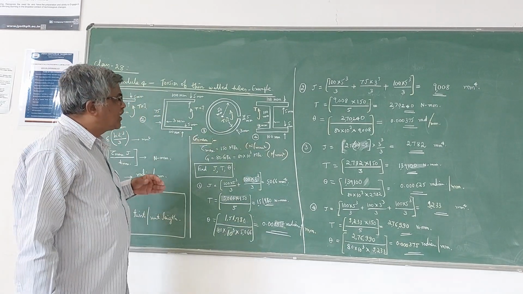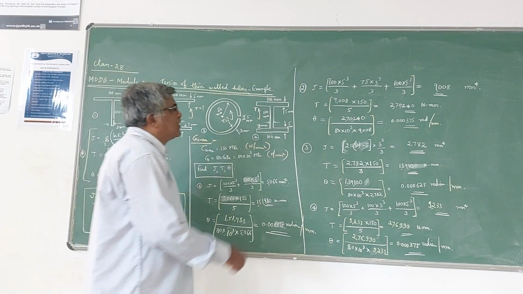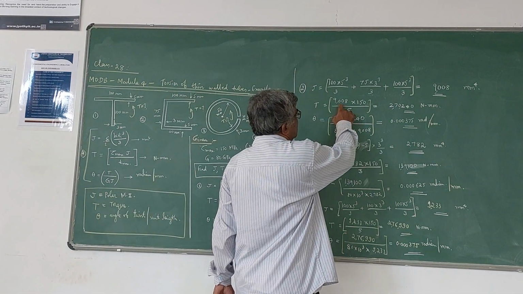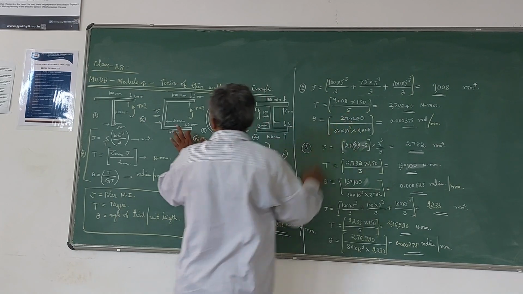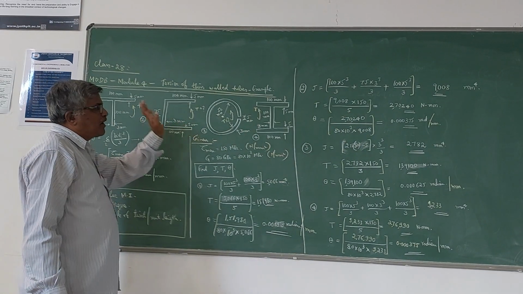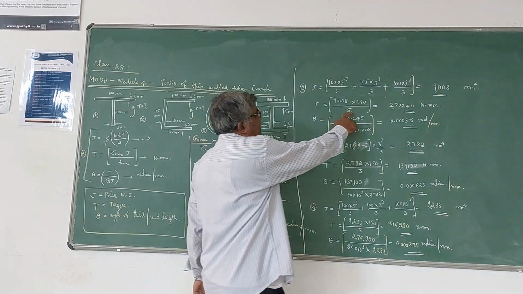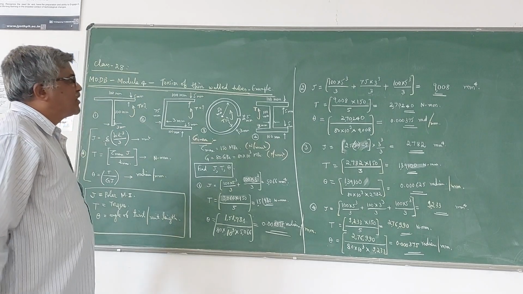And the corresponding torque will be by this formula, J into tau max by t max. So J is this 10,008. Tau max is 150, divided by t max, which is 5. Among those the highest is 5. So divided by 5, you are going to get this value of 270,240 Newton mm as the torque.